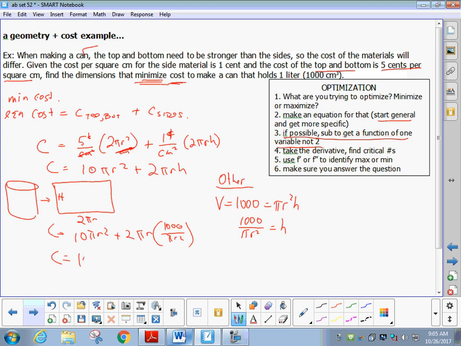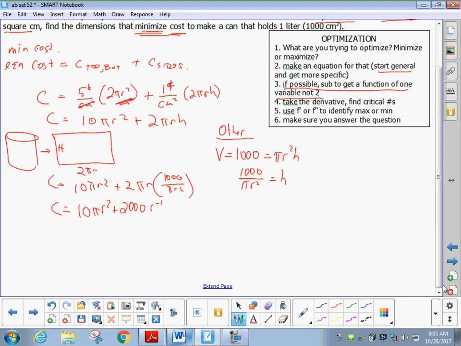Again, I want to make my life easy, so I'm going to do a little cleanup. 10 pi r squared plus 2,000. The pi's drop out, and I get r to the negative 1, yeah? All right, now that's a derivative I can take, no problem. So do I want to minimize or maximize? Minimize. So I want to know where C prime goes negative to positive for a minimum. It changes in a decreasing way, then starts to increase. So C prime is 20 pi r minus 2,000 over r squared.